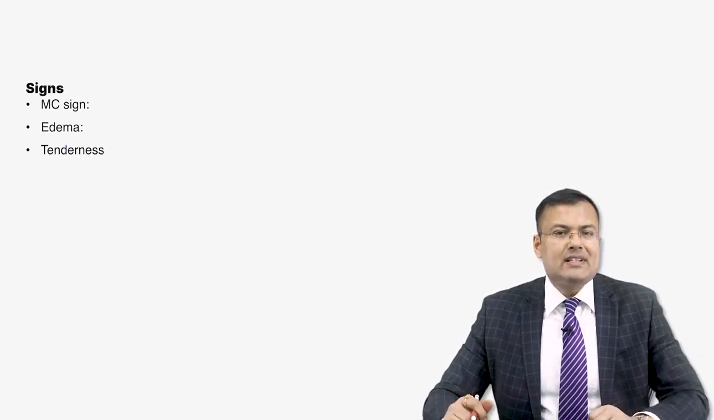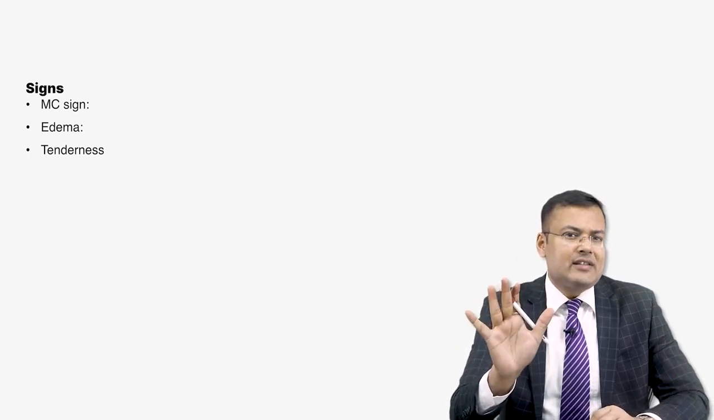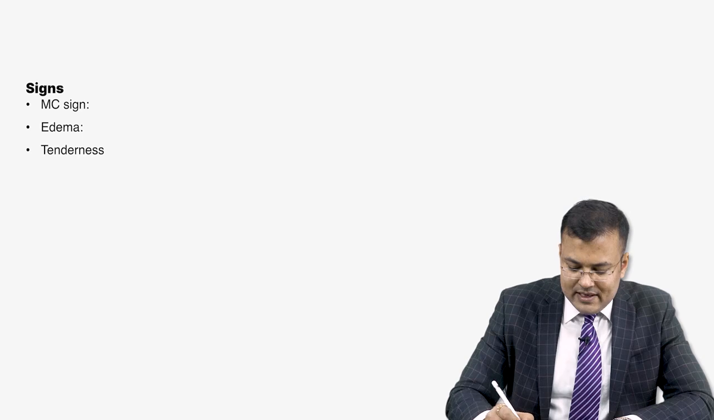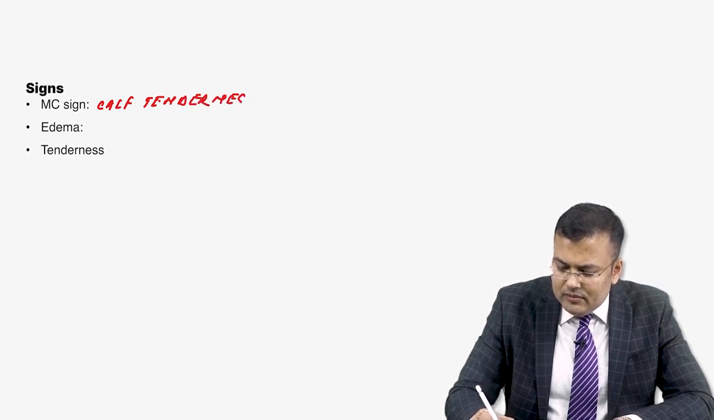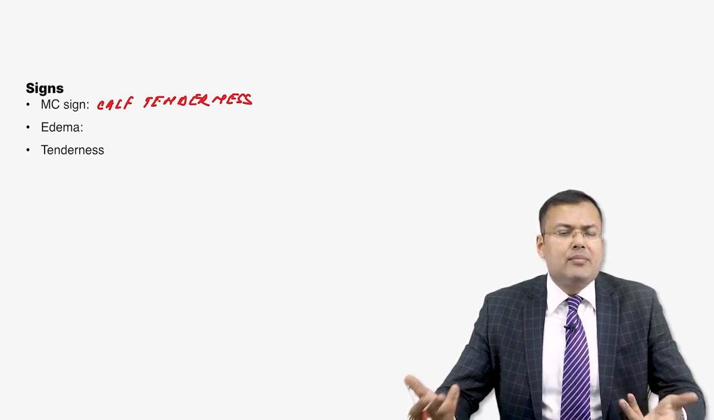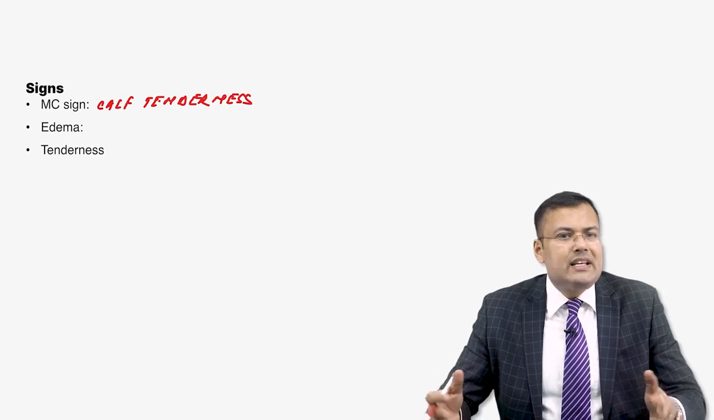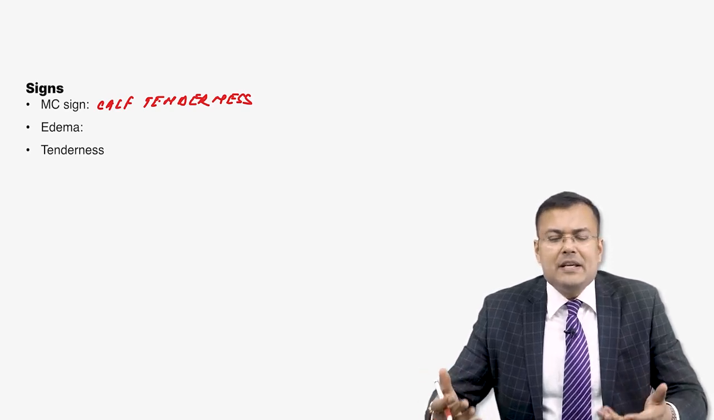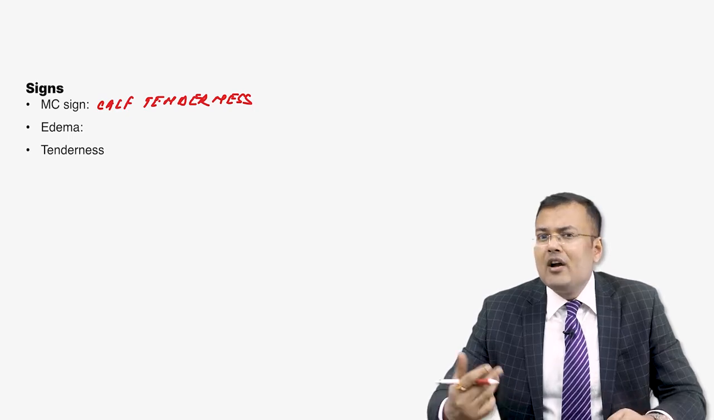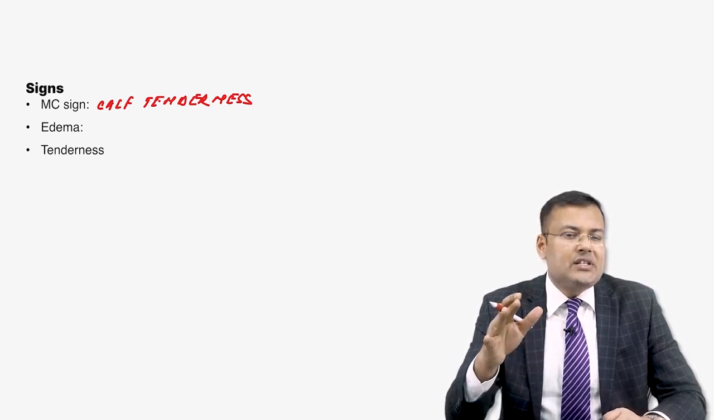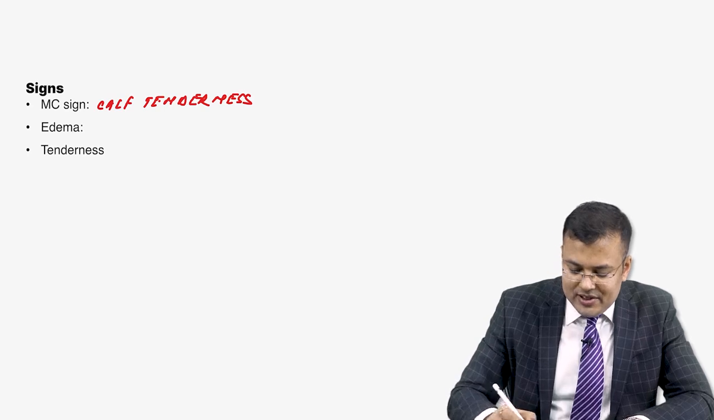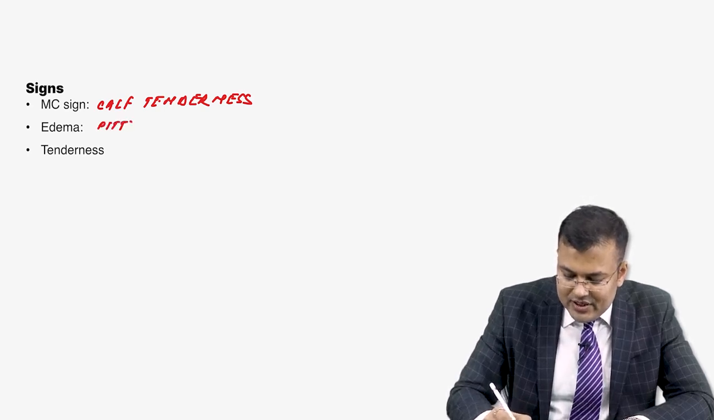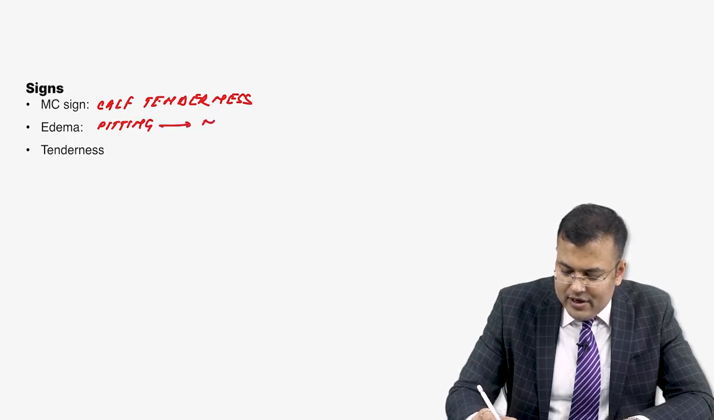Okay. Next, what are the signs? We already discussed there is calf tenderness. So the most common sign is calf tenderness. You press the calf, there is pain. Another problem: since the deep venous system is obstructed because of thrombosis, there is impaired venous drainage, and the patient will be having edema. What kind of edema? Initially, patients have pitting edema, followed by non-pitting edema.